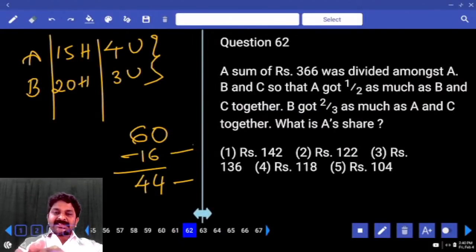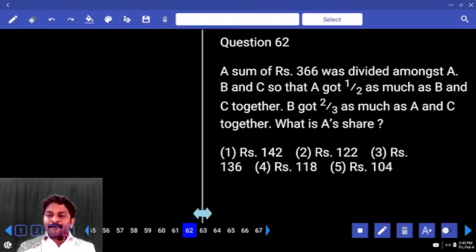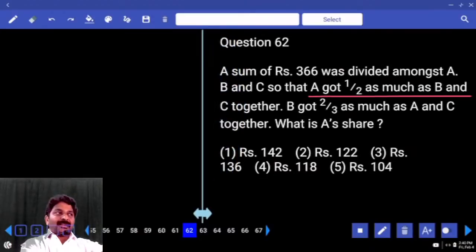A sum of 366 was divided among A, B, C so that A got half as much as B and C together. B got 2/3 as much as A and C together. What is A's share? Okay. Your question is about A's share. First statement is sufficient to answer the question.